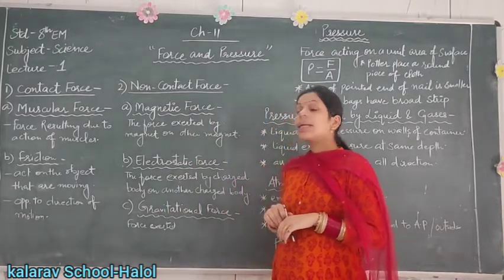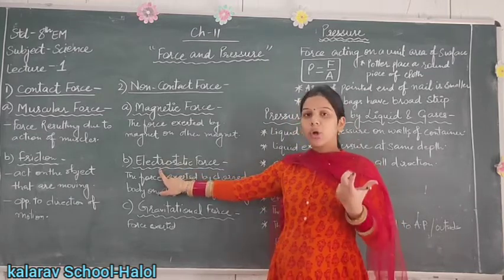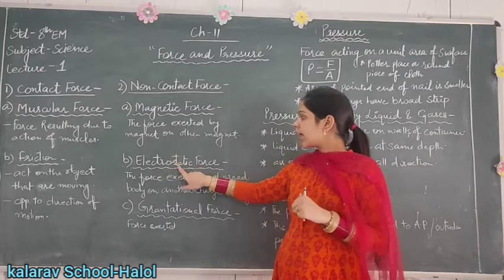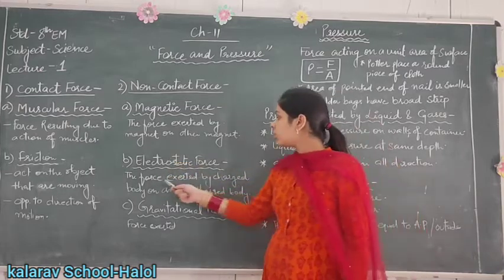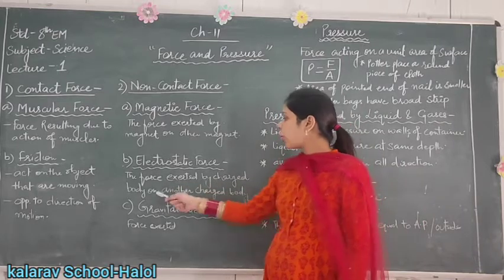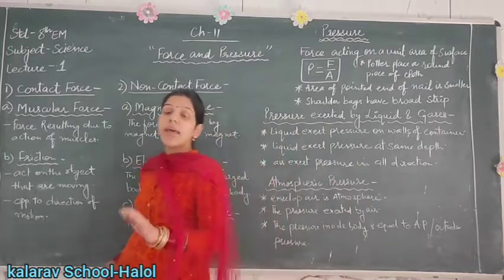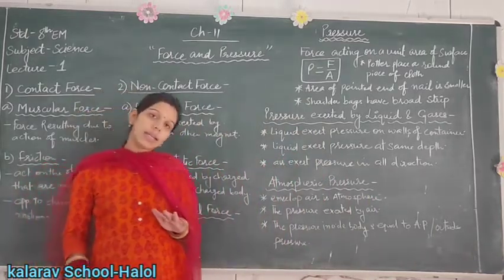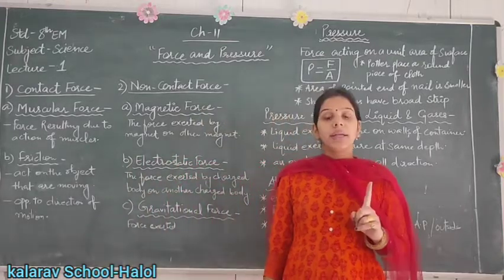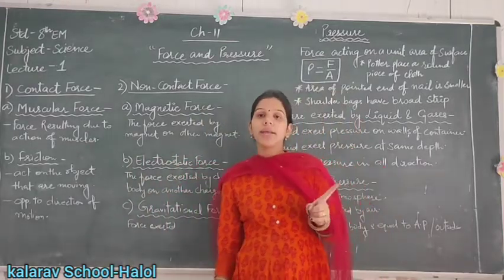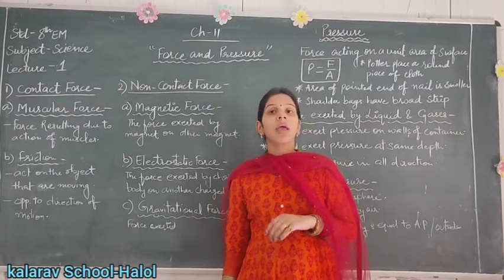So next is electrostatic force. Electro means electrons or charge. Static means stable or not moving. It is the force exerted by a charged body on another charged body. So when the force is exerted between two bodies that are charged but not in contact, we can say that it is the electrostatic force of attraction.